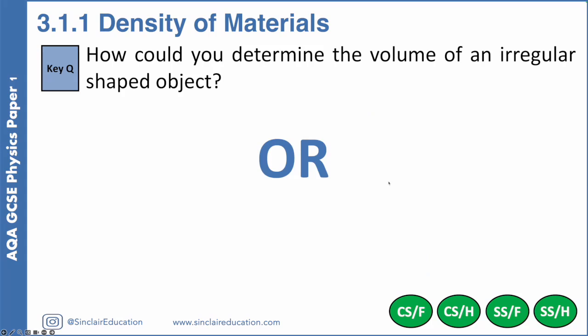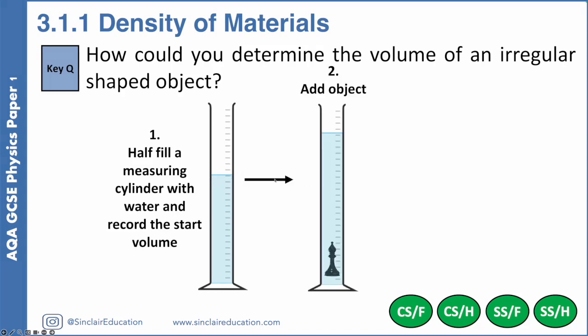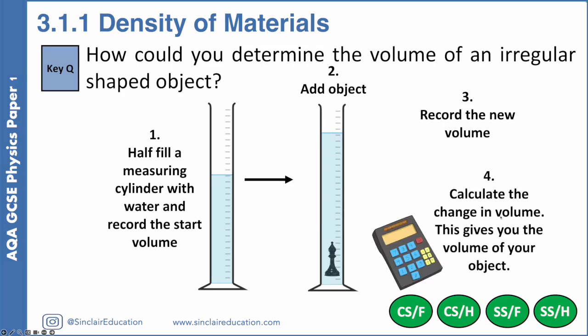Now, an alternative method to this is you could half fill a measuring cylinder with water and record the start volume. Again, add the object, making sure it's fully submerged, and then measure the new volume and subtract the two results. So if we find our change in volume, which is our final volume minus our start volume, we can find the volume of the object.